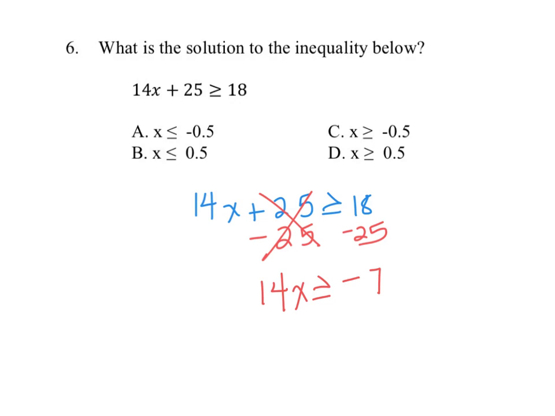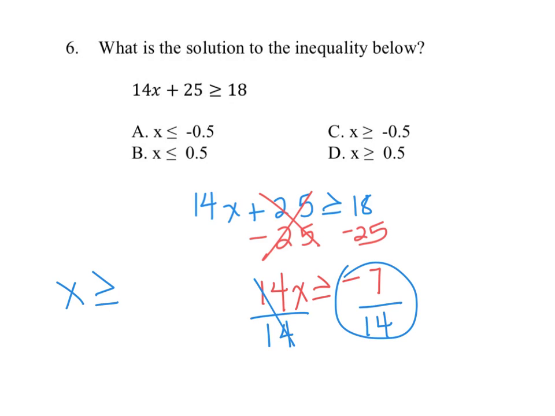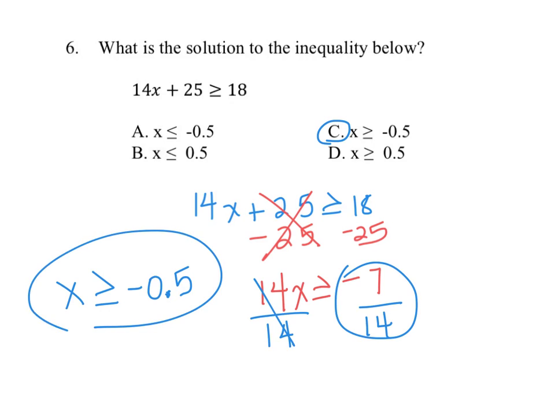To solve for x, once again, we divide by 14. This is a positive division, so no reversing of the sign is necessary. X would be greater than or equal to -7 over 14, or that is -1/2, or we can write it as -0.5. In this case, the answer was C. Now, you can try question number 6 on your homework assignment.